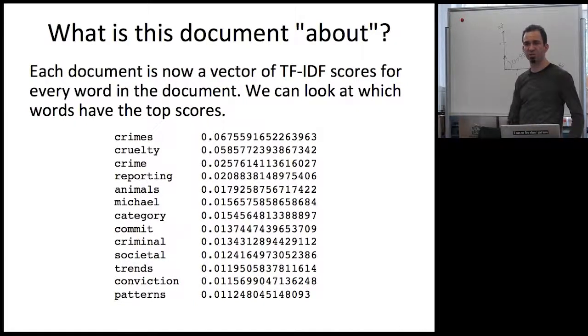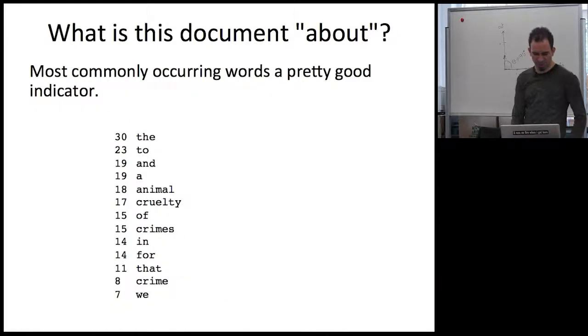Much more focused. What do you see though? What do you think the document's about? What's that? It's ranked, but it was ranked in decreasing order before. Let's take a look here. Ah, that was a long time ago, wasn't it? There you go. Before we had animal cruelty, crimes, and crime, which were the only things that weren't common words.